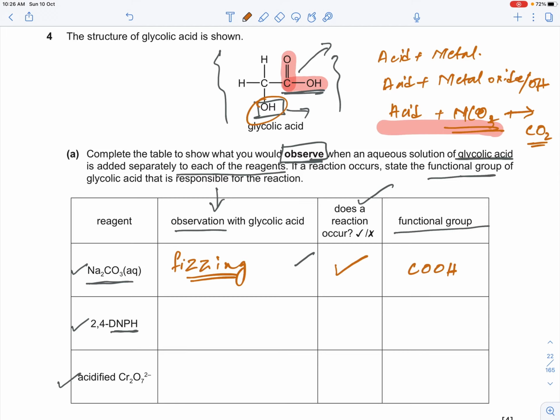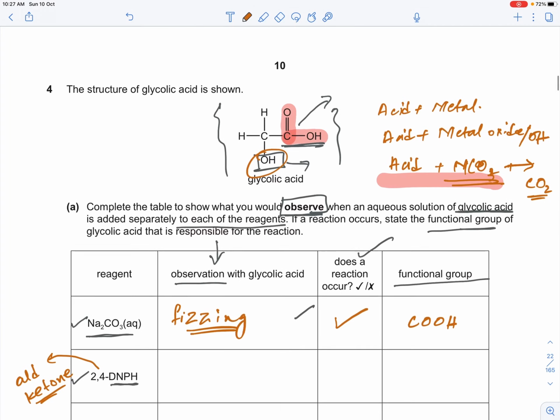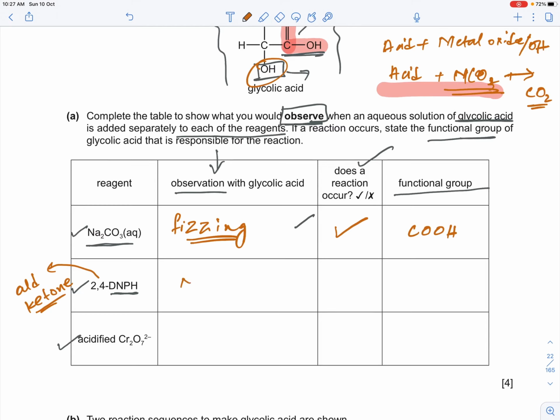Okay, so the next question is 2,4-DNPH. So 2,4-DNPH is a confirmatory test, or reagent, for carbonyl compounds, for aldehydes and ketones. But in glycolic acid, we have neither an aldehyde nor a ketone, so 2,4-DNPH will not react with glycolic acid. So we can say there will be no visible observation, or no reaction. So does a reaction occur? No. And for functional group, obviously nothing is required here.